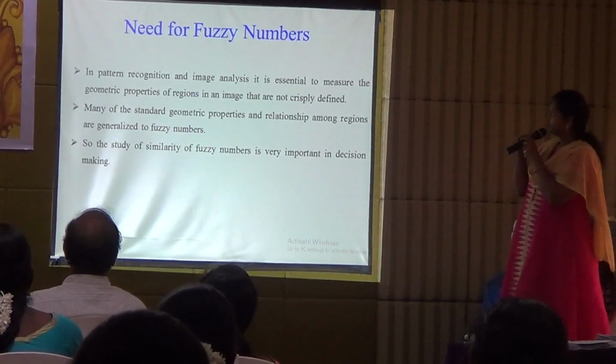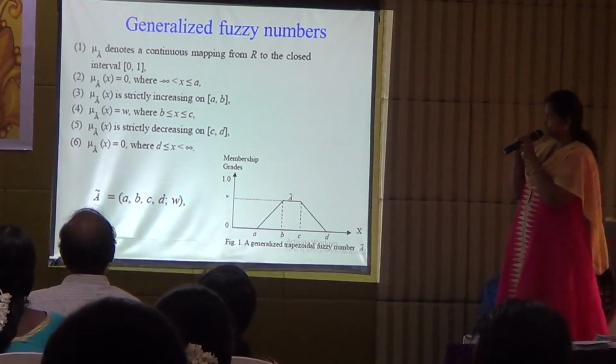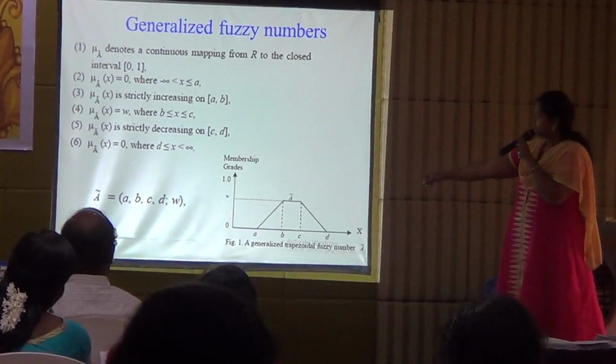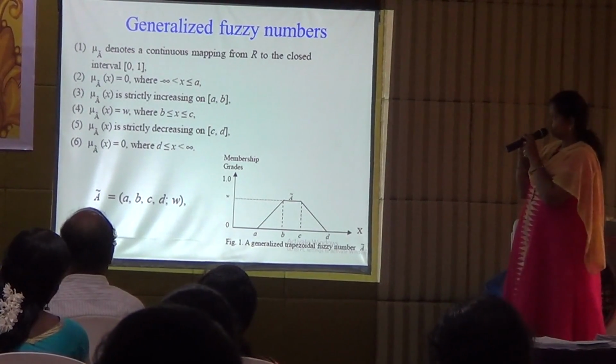So this is the general definition of generalized fuzzy number. So here the diagram, just see the figure. Mu A denotes the continuous mapping to the closed interval 0, 1.